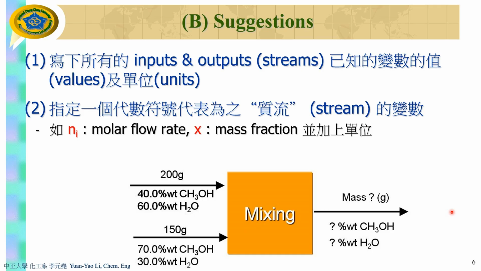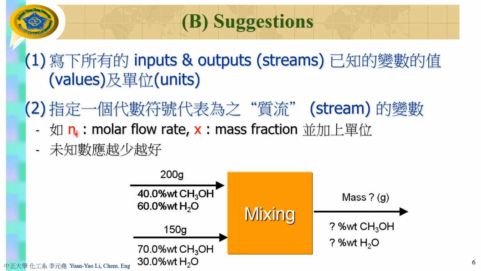The second is that you have to label a stream and make an unknown here. For example, this is called an unknown variable. For example, you have 200 grams in stream 1, 150 grams in stream 2, and you have one output stream. You don't want to write down something like this, because you want to use symbols, which are a common language so that you can communicate with others.